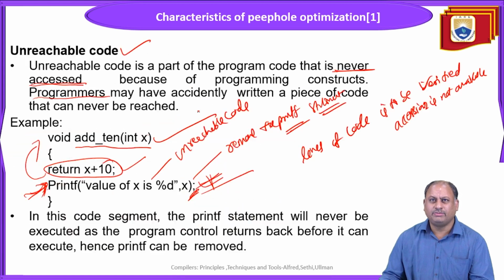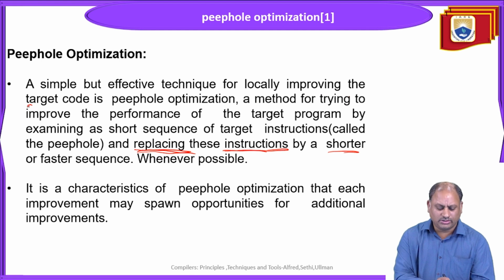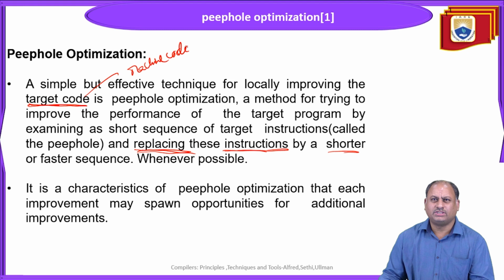So previously I covered Peephole optimization techniques. It is an effective technique for locally improving the target code. We are going to improve the target code. What is the target code? That is the machine code generated from the program instructions. We are going to get the optimization performance by examining a sequence of several target instructions. That is the Peephole. We are examining several target instructions, which is called the Peephole.